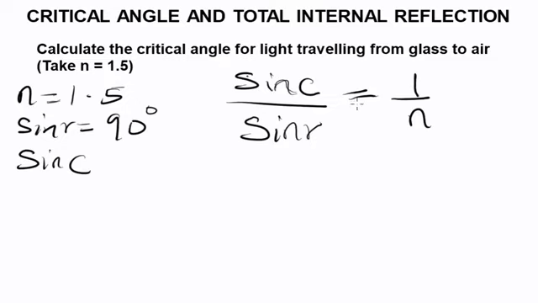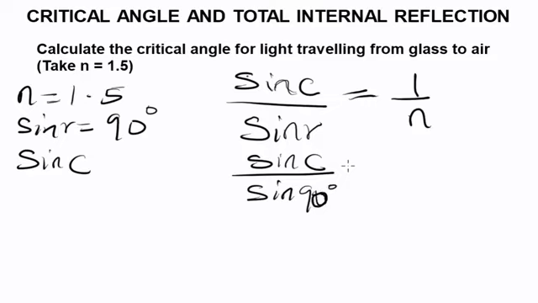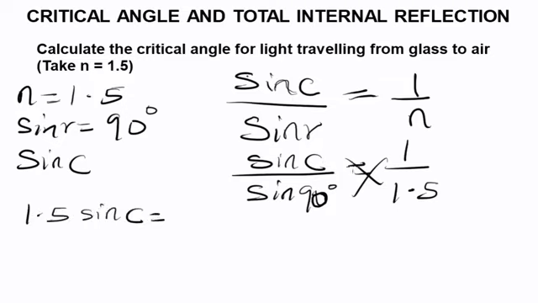Having done this, let's substitute the values. If you substitute, you're going to have sine c over sine 90 degrees equals 1 over 1.5. So you cross multiply, you're going to have 1.5 sine c equals, so sine 90 will still give us 1. Divide both sides by 1.5.